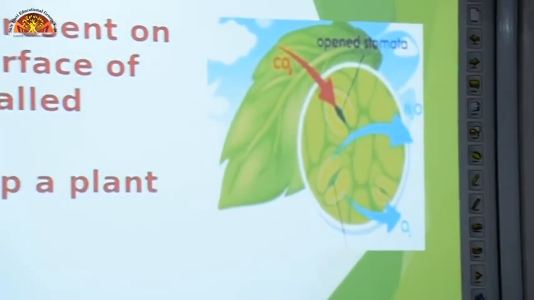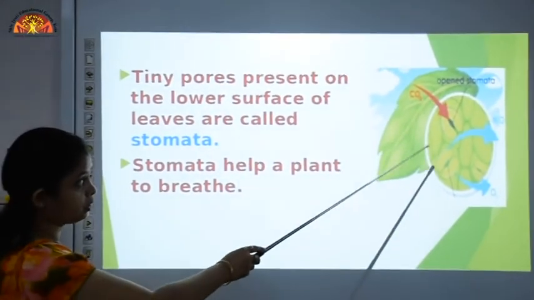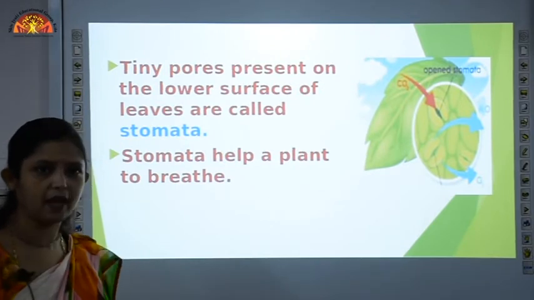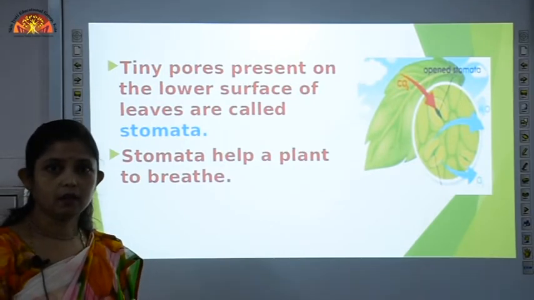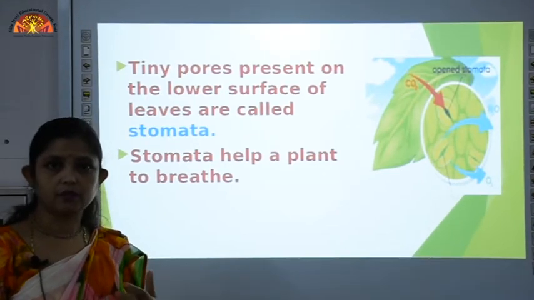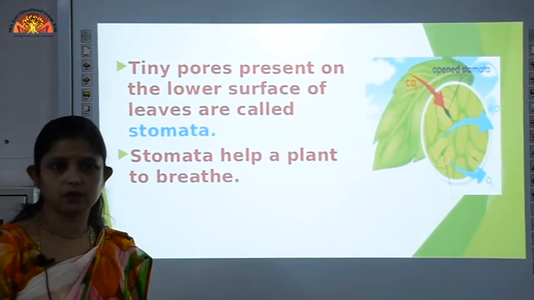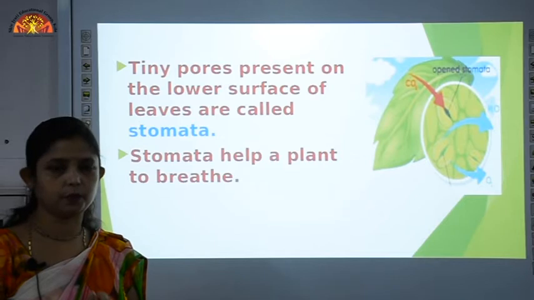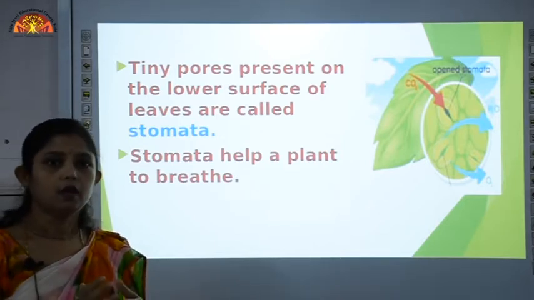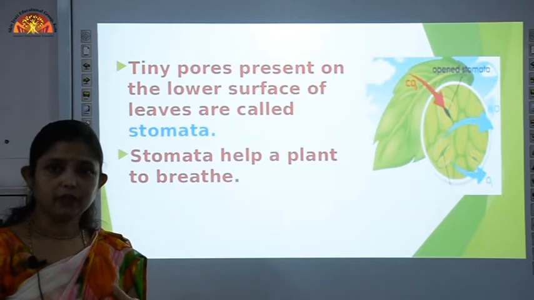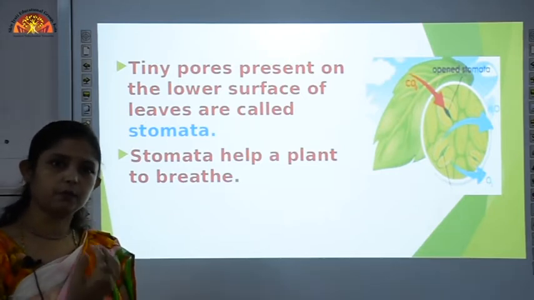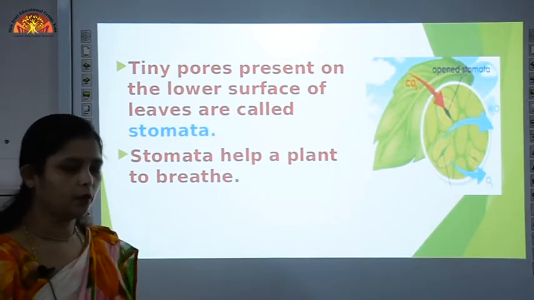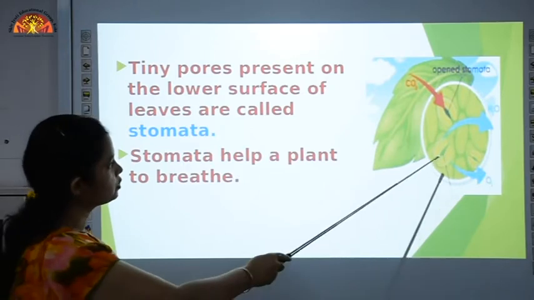Stomata help a plant to breathe. Now what is the importance of stomata? They help the plant to breathe. It is just like nostrils: we take oxygen in through our nostrils and we breathe out carbon dioxide from our nostrils. Similarly, these holes are present on the leaves through which the plant takes oxygen to breathe and gives out carbon dioxide. In the same way, when they prepare their food, they take carbon dioxide from the same holes, which are called stomata. So for both processes, they take the gases through the stomata only.